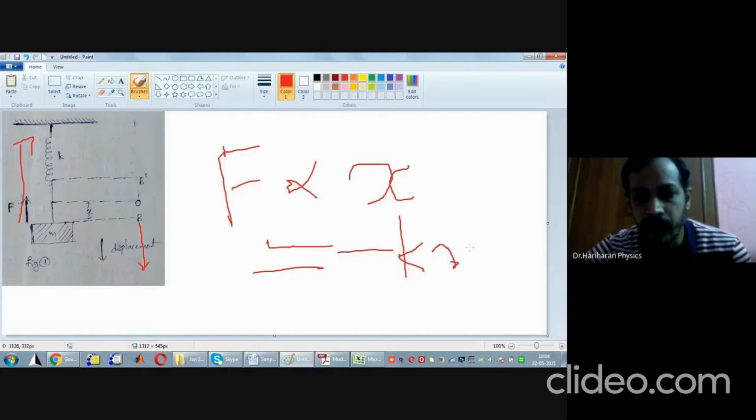Is this clear? What is the equation of a simple harmonic motion given by? The equation of a simple harmonic motion is given by restoring force being proportional to displacement. I'll use a blue color.